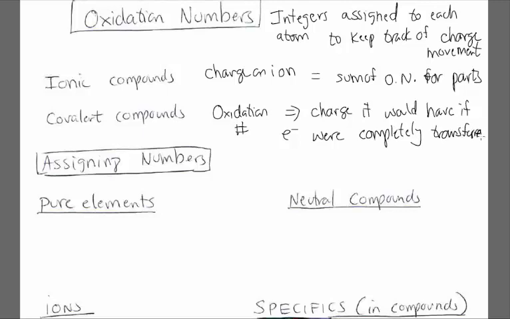Okay, so if they were not shared but they were completely transferred, then the number corresponds to that oxidation number. All right, let's do some examples. That'll make it a lot easier.